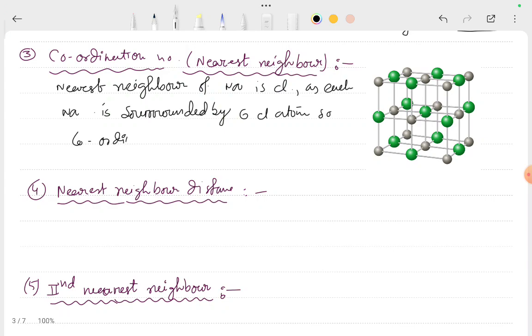So the coordination number is obviously 6, right? Next we go to the nearest neighbor distance. For calculating nearest neighbor distance, we just find out the positions of the nearest neighbor atoms. Nearest neighbor distance means positions of the nearest atoms, right?